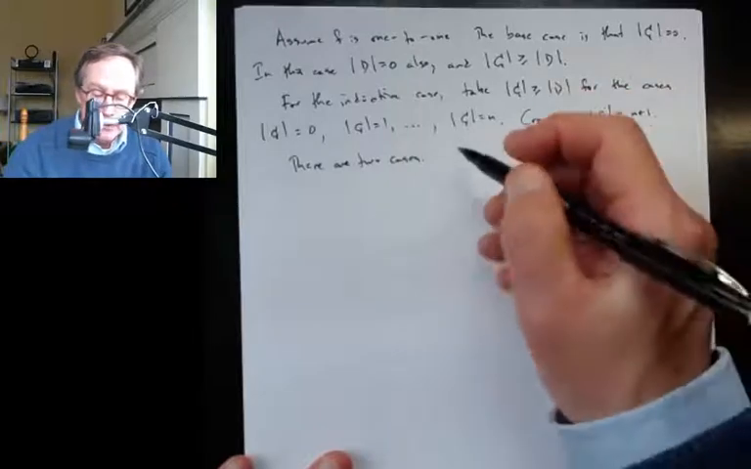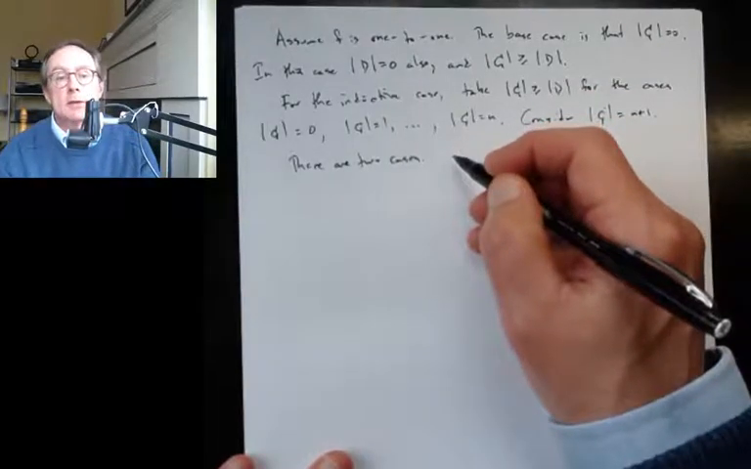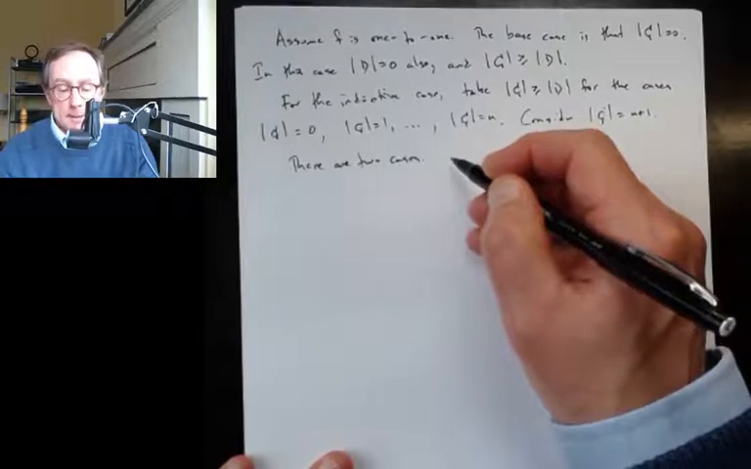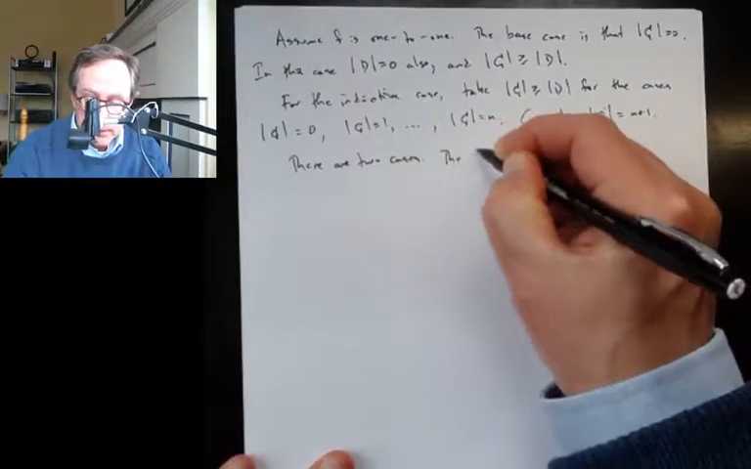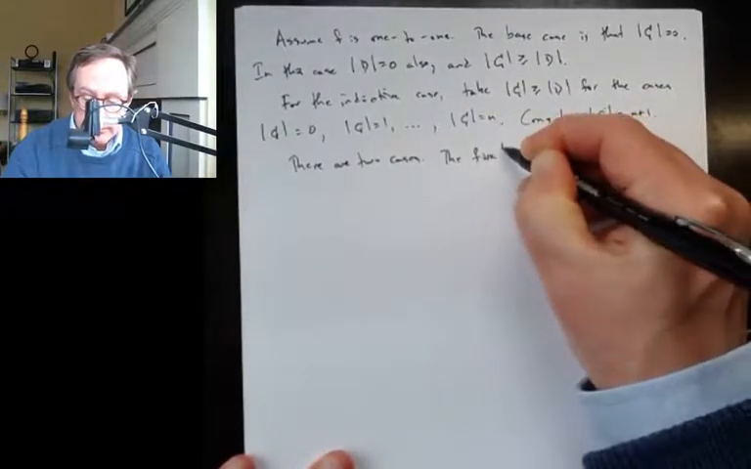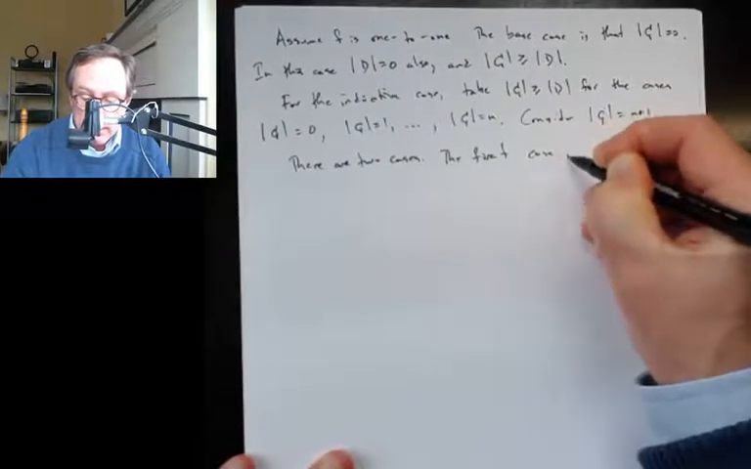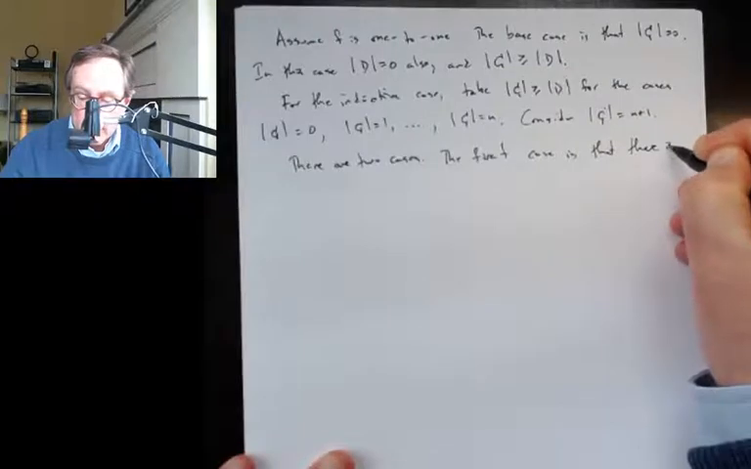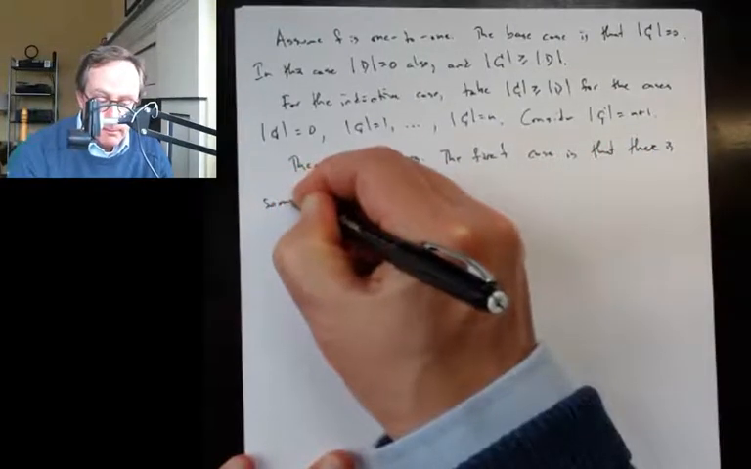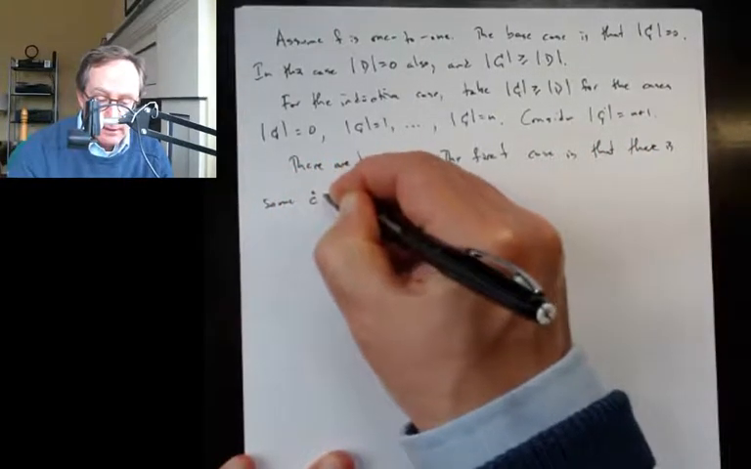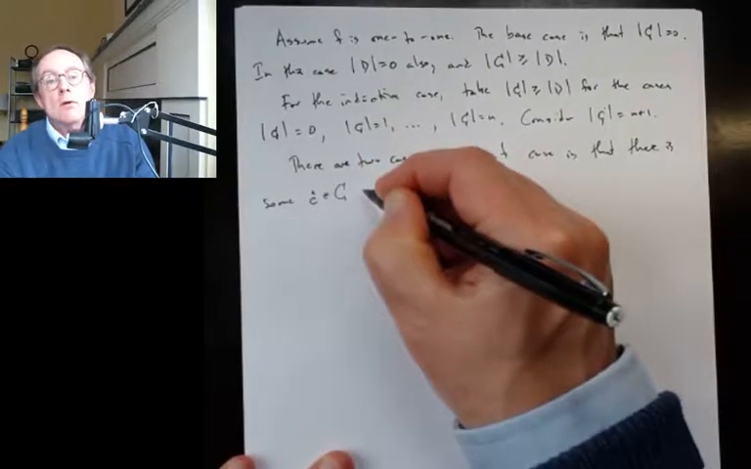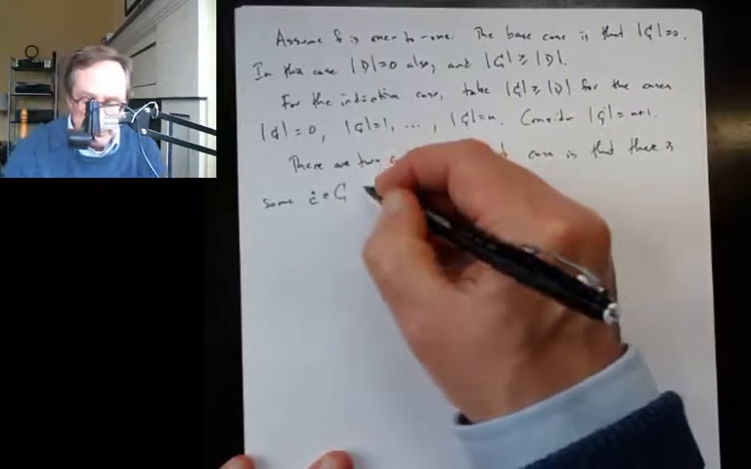So the first case is that there is an element of C that is not mapped to. So the first case, that there is some C hat in capital C for which there is no D.